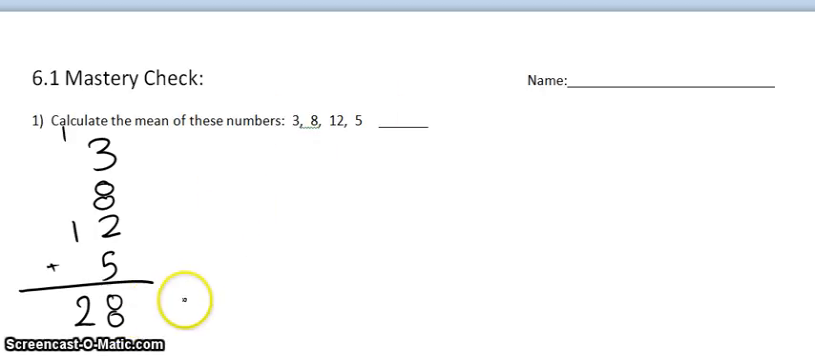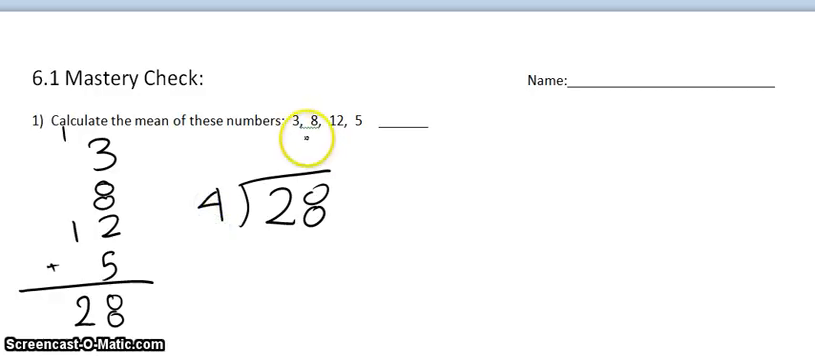Now I need to divide that sum by how many numbers there are in this list. There are 4 numbers, so I'm going to take 28 and divide it by 4, and that gives me 7. So the mean of these numbers is 7.